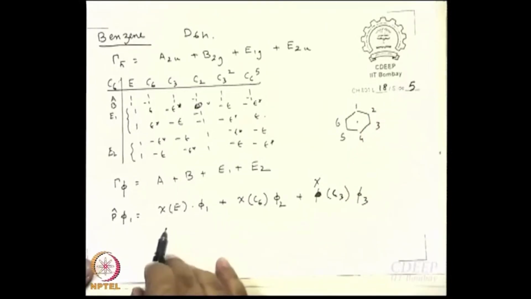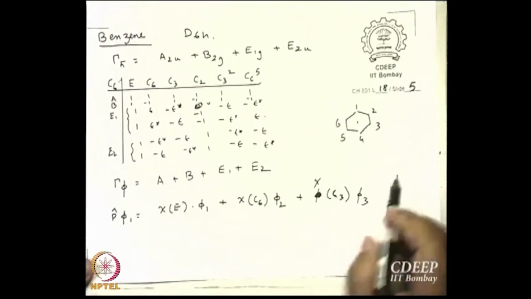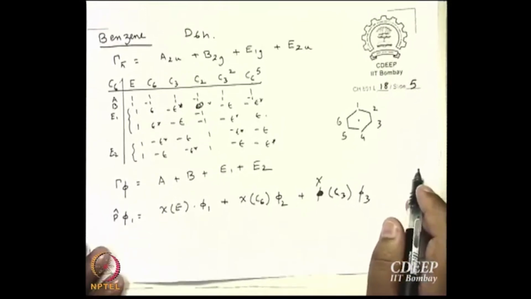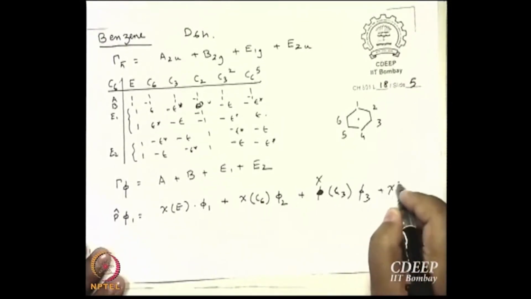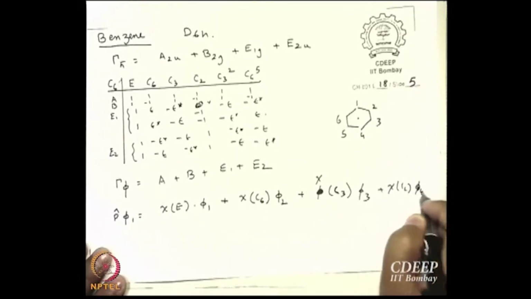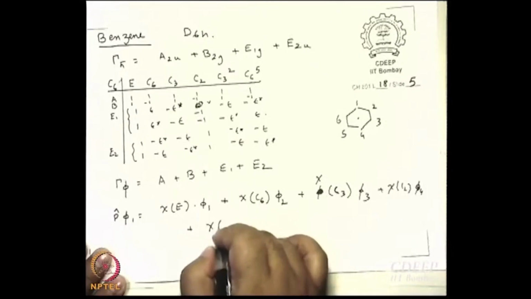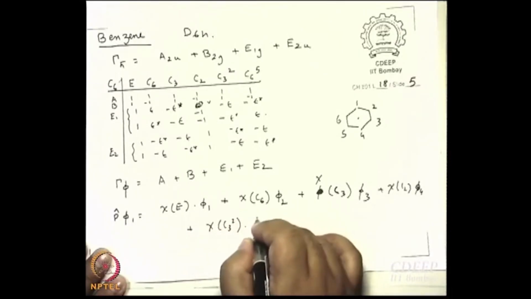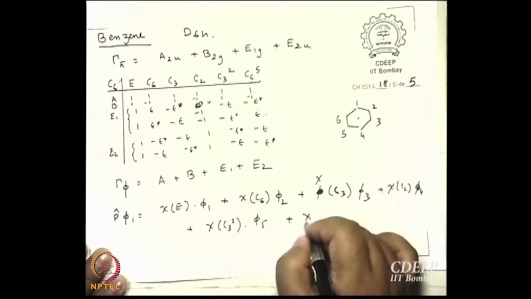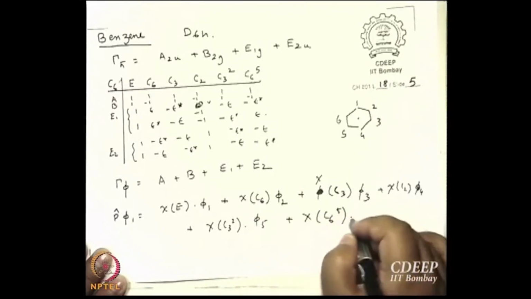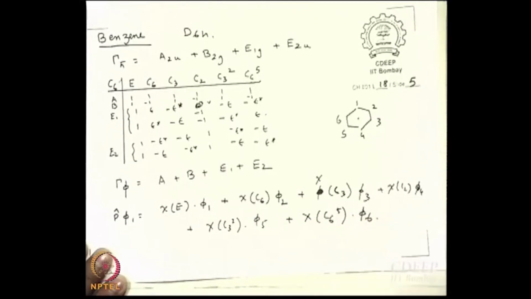So, chi E into phi 1 plus chi C6 into phi 2 plus chi C3 into phi 3 plus chi C2 into phi 4 plus chi C3 square into phi 5 plus chi C6 to the power 5 into phi 6. Okay. So, once again what we have generated is a linear combination of atomic orbitals, which is going to happen for cyclic systems. I hope you have taken down the character table.